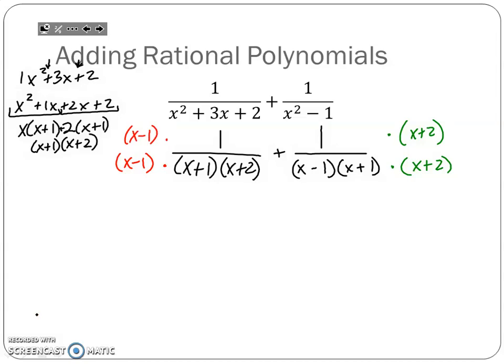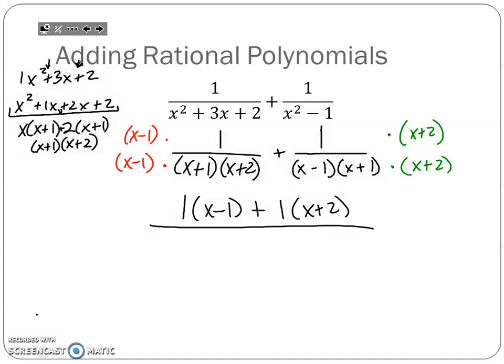So I'm going to have 1 times x minus 1 on top plus 1 times x plus 2. Okay? And that's all on one fraction now, because remember, when I get a common denominator like I did, we can write those as one denominator. We can add those together. Okay? So I've got 1 times x minus 1 plus 1 times x plus 2. And then my bottom is just an x minus 1 times x plus 1 times x plus 2. Okay? I combined them into one fraction, and I was able to do that because I had a common denominator.